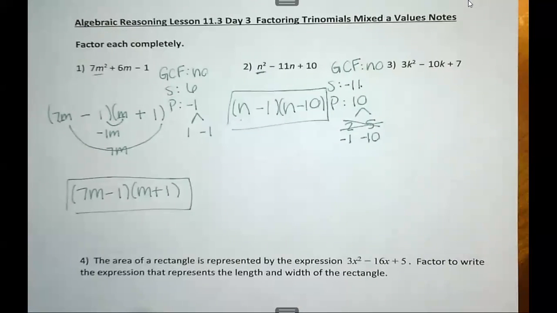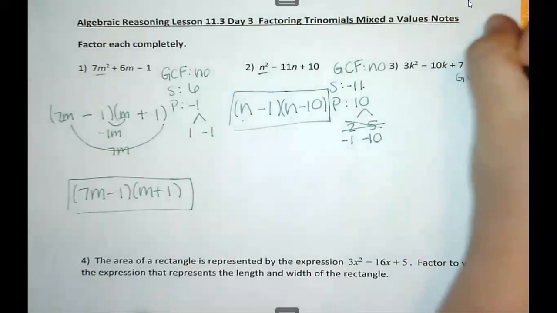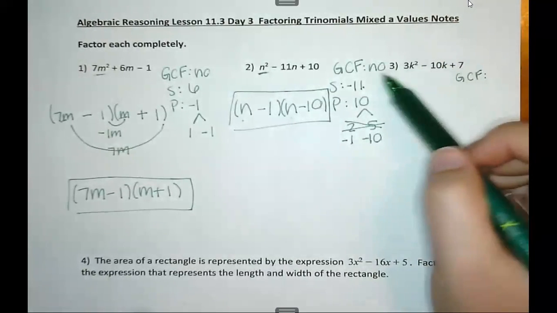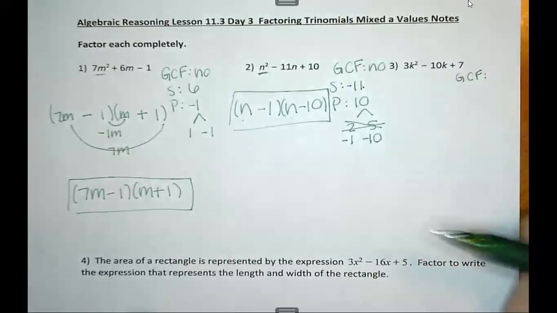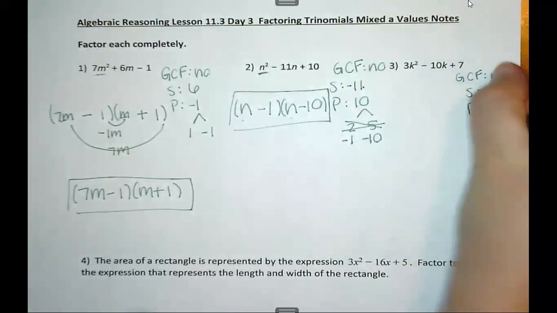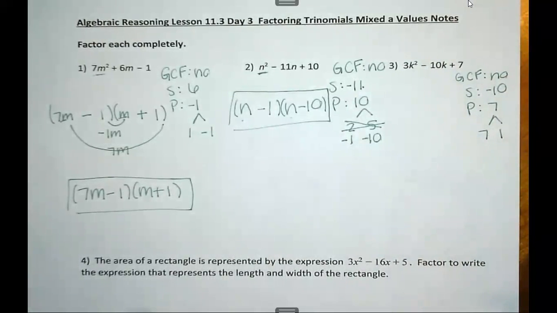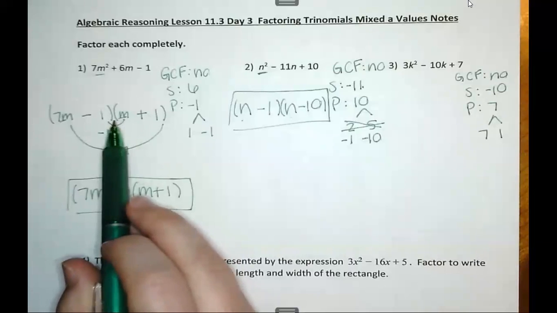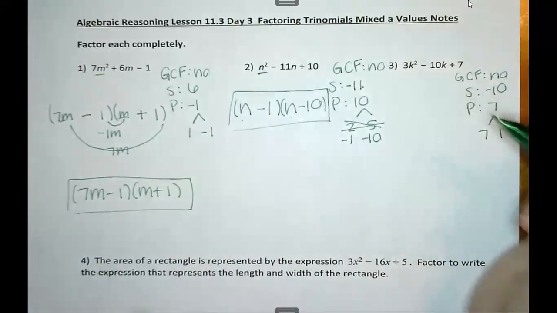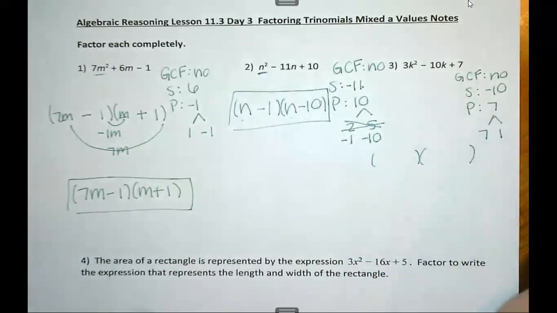All right, last one in this row. First, I'm looking for my GCF. So I'm looking here, 3, 10, and 7. No number that's going to go into those, so no GCF. So I identify the sum and the product, which would be -10 and 7. Well, the only thing that's going to multiply to give us 7 is 7 and 1, and that does not add to give us -10. So we're going to have to do what we did over here where we check the inner corners and the outer corners. So I'm going to go ahead and make my 2 sets of parentheses.